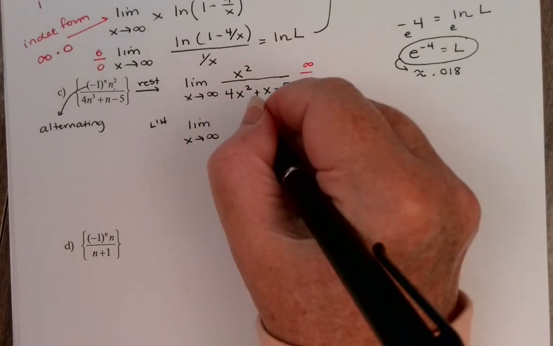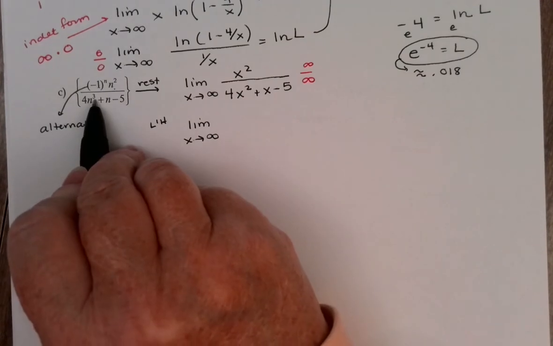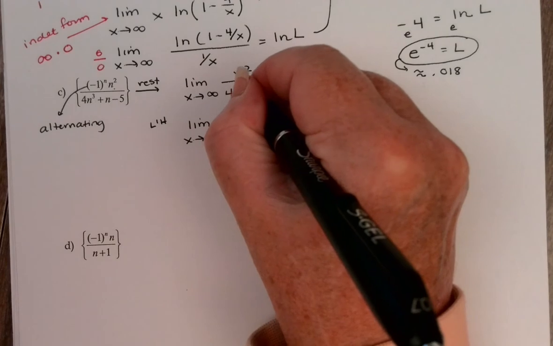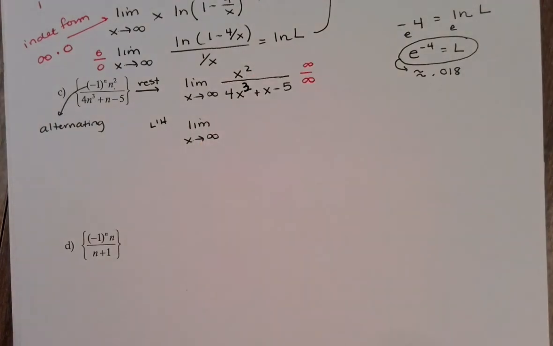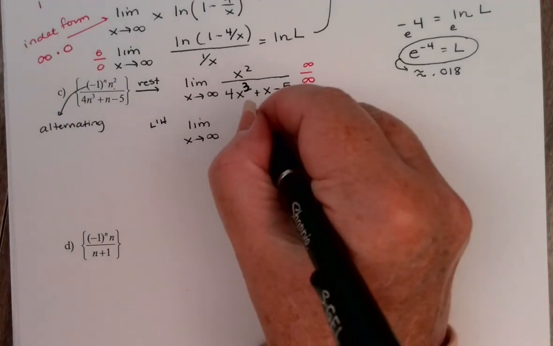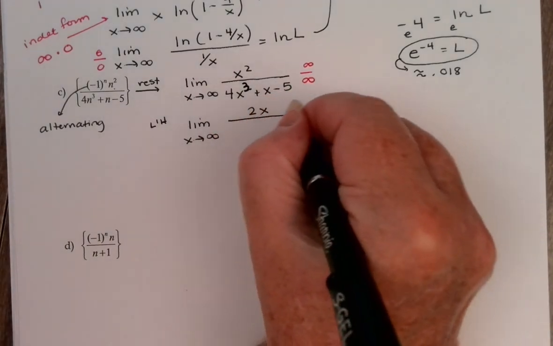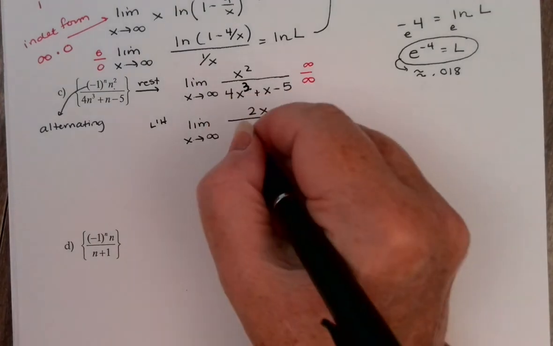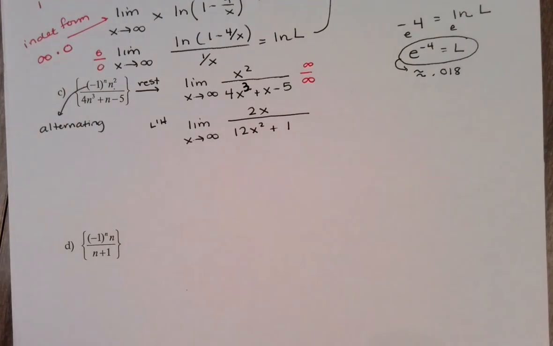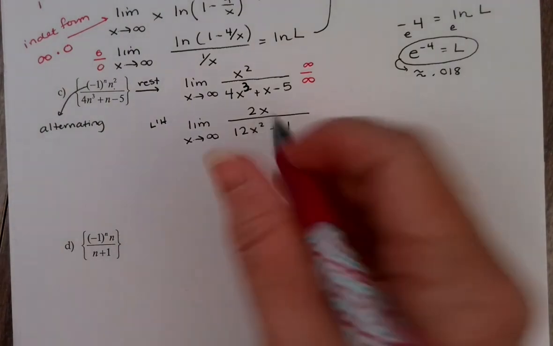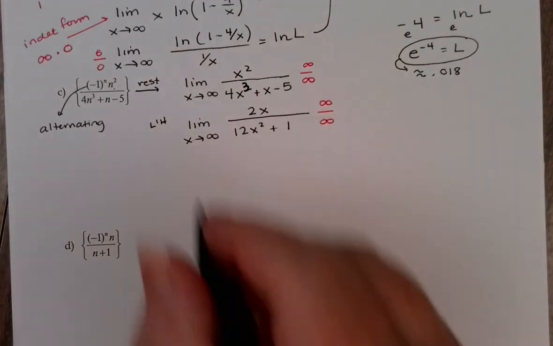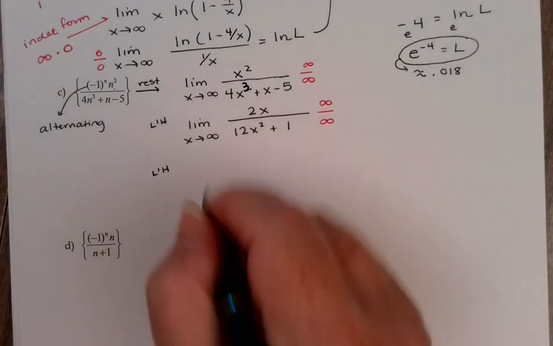That is going to give me, oh, I'm sorry, did I miscopy that? I did. That should have been an x cubed there. Let's fix that. There we go. So if I do the limit, on top, L'Hopital's rule takes the derivative and says 2x. On the bottom, it would be 12x squared plus 1. As x goes to infinity, still infinity over infinity. So I'm going to use L'Hopital's rule one more time.